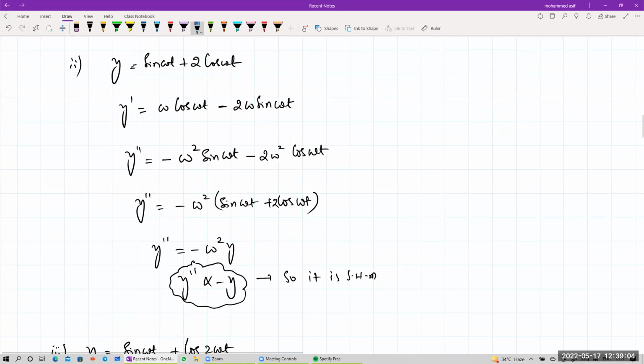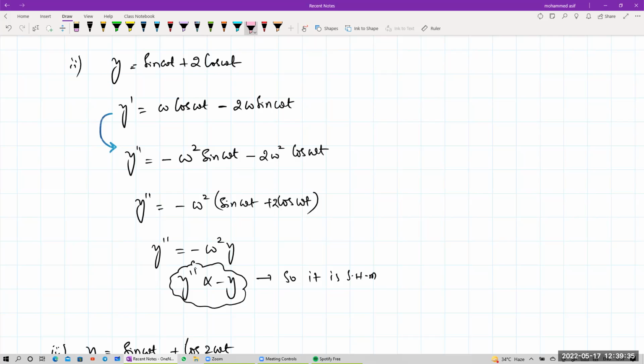One, look: y is equals to sin of omega t plus 2 into cos omega t. Is this SHM? Differentiation of sin is omega into cos omega t. Differentiation of cos is minus of omega into sin omega t. If we differentiate this again, what do we get? y double dash is minus of omega square sin omega t, and the 2 omega out. Differentiation of sin is cos, so it is cos omega t. So omega into omega square, cos omega t. Omega square common, sin omega t plus 2 times of cos omega t.